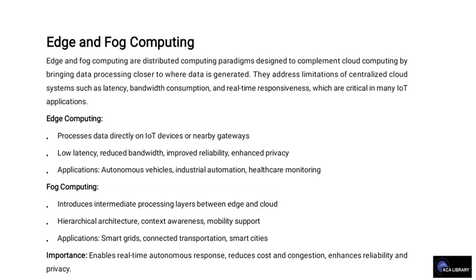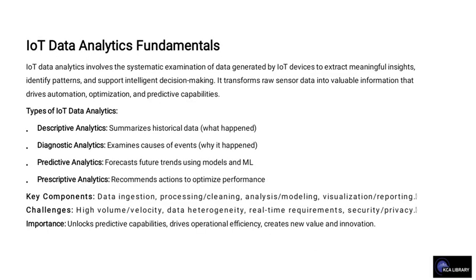For fog computing, it introduces an intermediate processing layer between edge and cloud, and it is known for its hierarchical architecture, context awareness, and mobility support. This is applied to the likes of smart grid, connected transportation, and smart cities. This enables real-time autonomous response, reduced cost and congestion, and enhanced reliability and privacy.